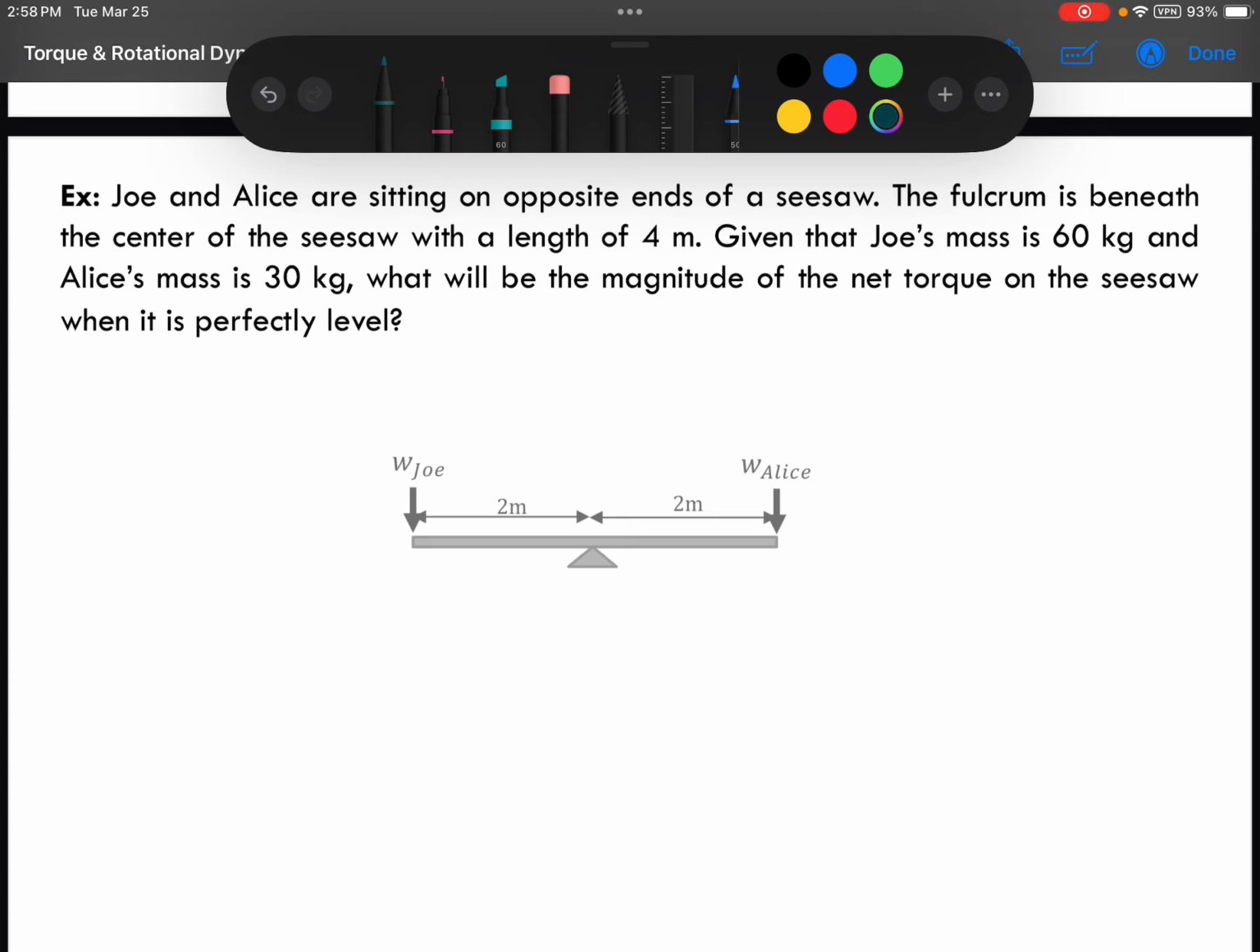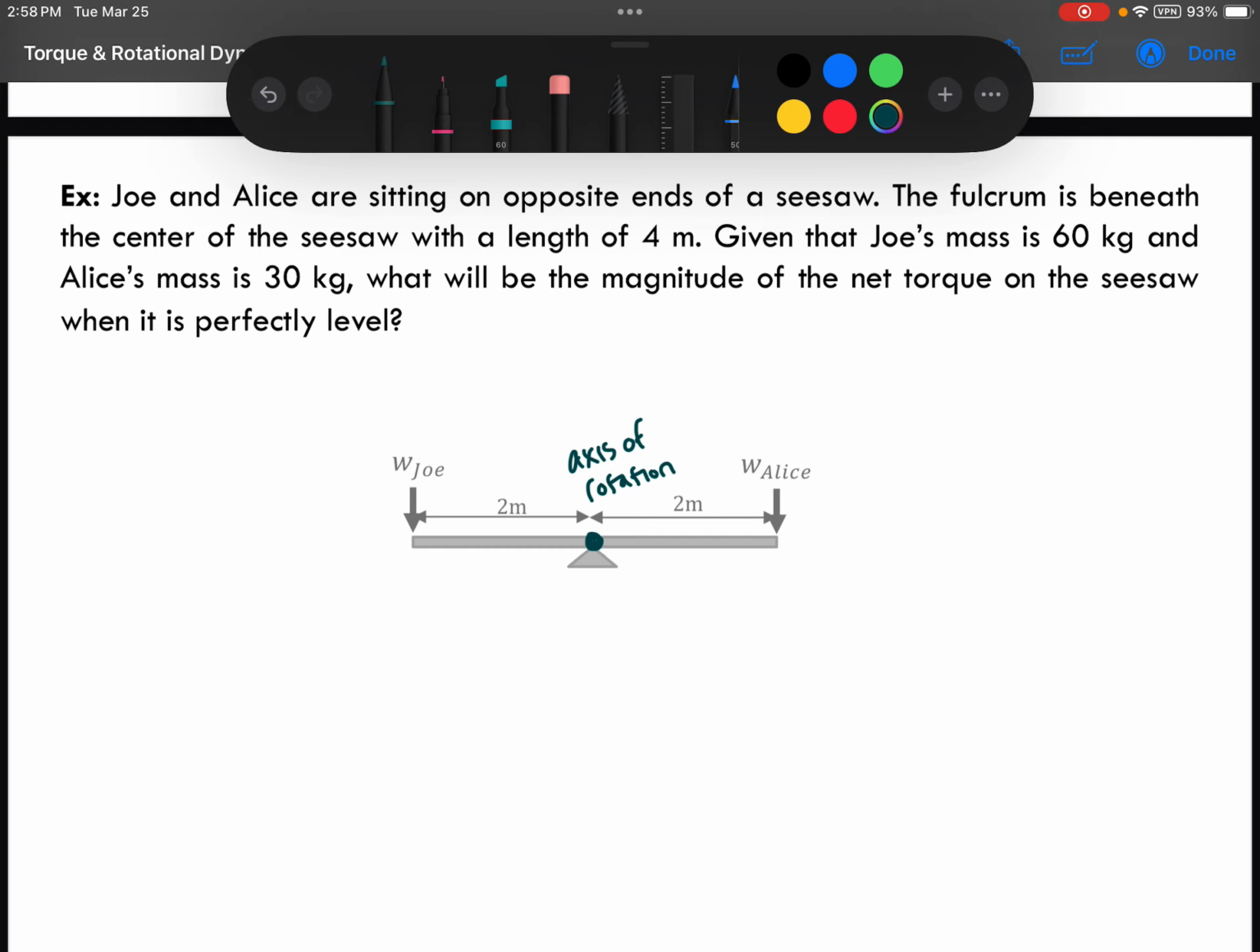So in this situation shown here, first thing we want to do is identify our axis of rotation, and then we want to identify what forces are producing a torque. So our seesaw would be pivoting around the fulcrum here. So this is our axis of rotation. And if we look at our picture, we have two additional forces being applied to this seesaw. We have Joe's weight, and it's labeled, it's pointing down on the left end here, and then we have Alice's weight pointing down on the right end.